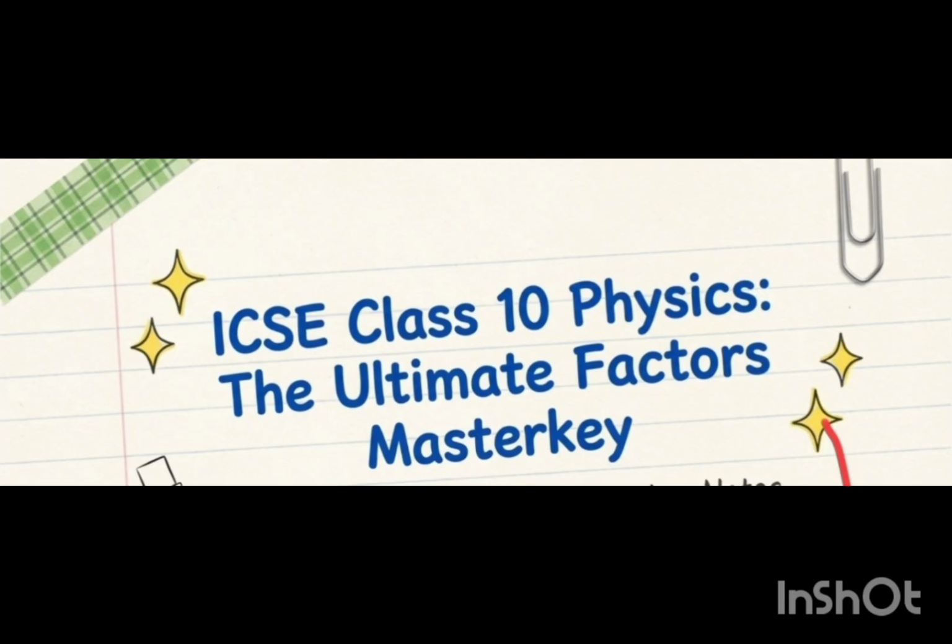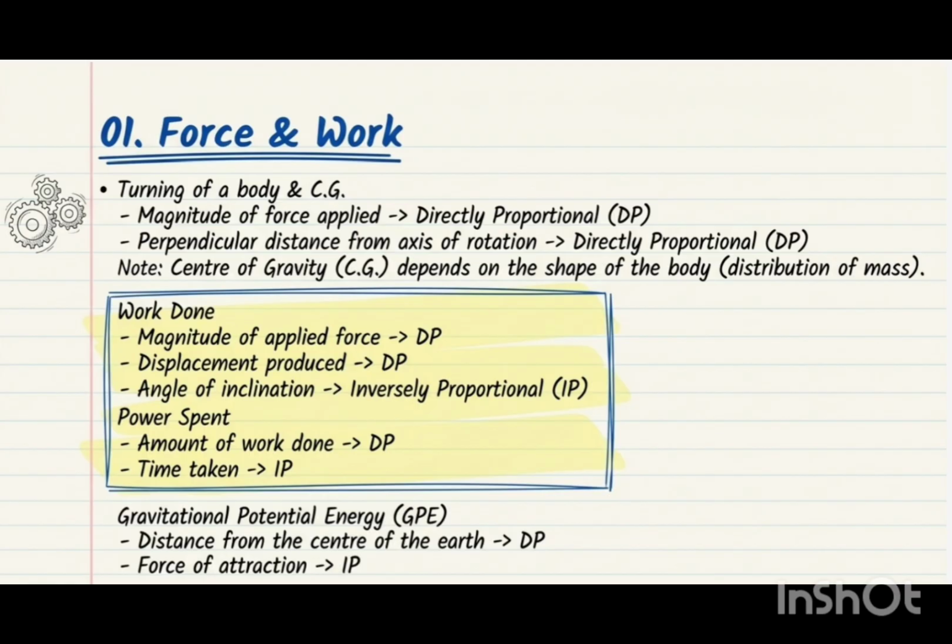Let's start with the concept of force and moments. When a force causes an object to rotate around a fixed point, it produces a turning effect, known as the moment of force. The moment of force depends mainly on two factors: the magnitude of the force applied and the perpendicular distance of that force from the pivot or axis of rotation.